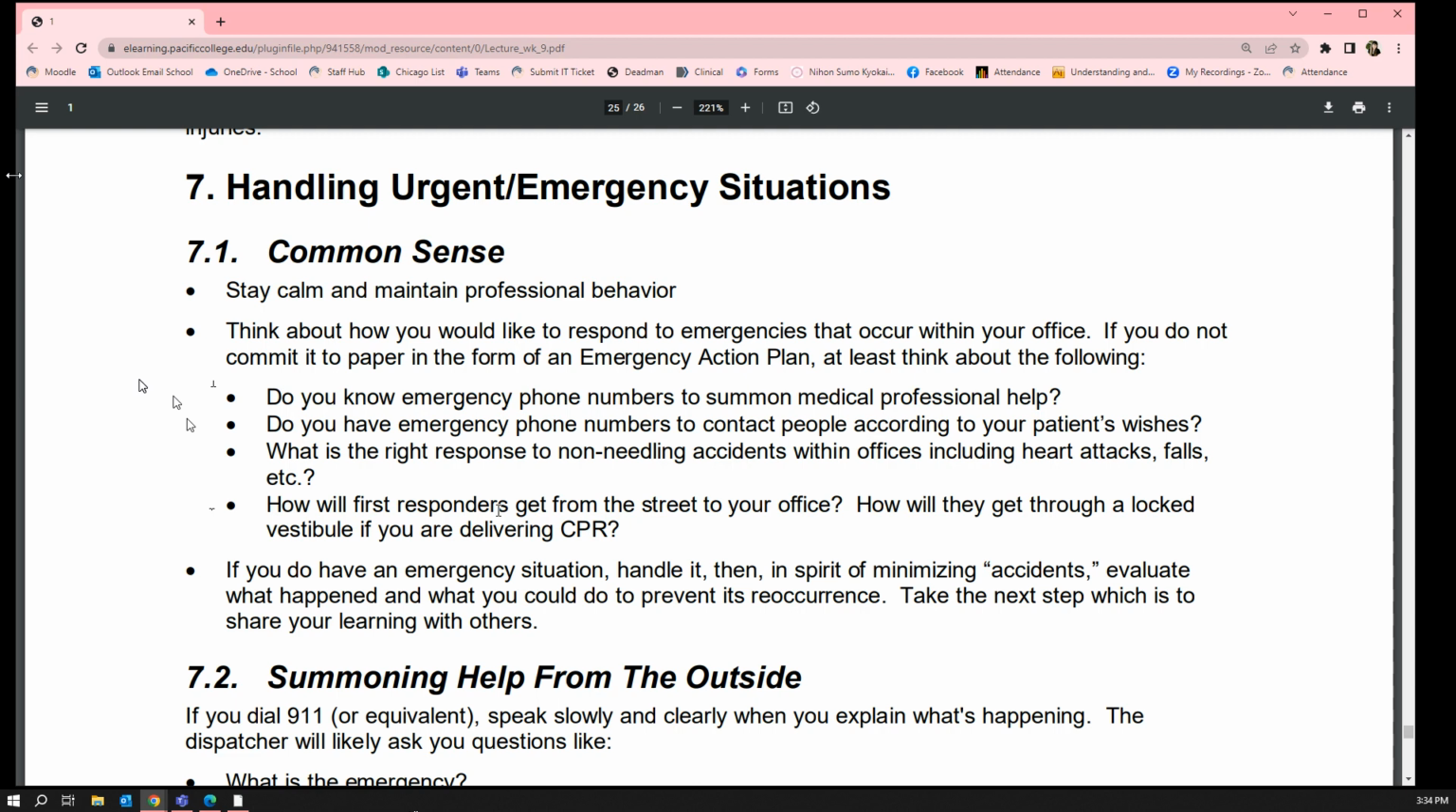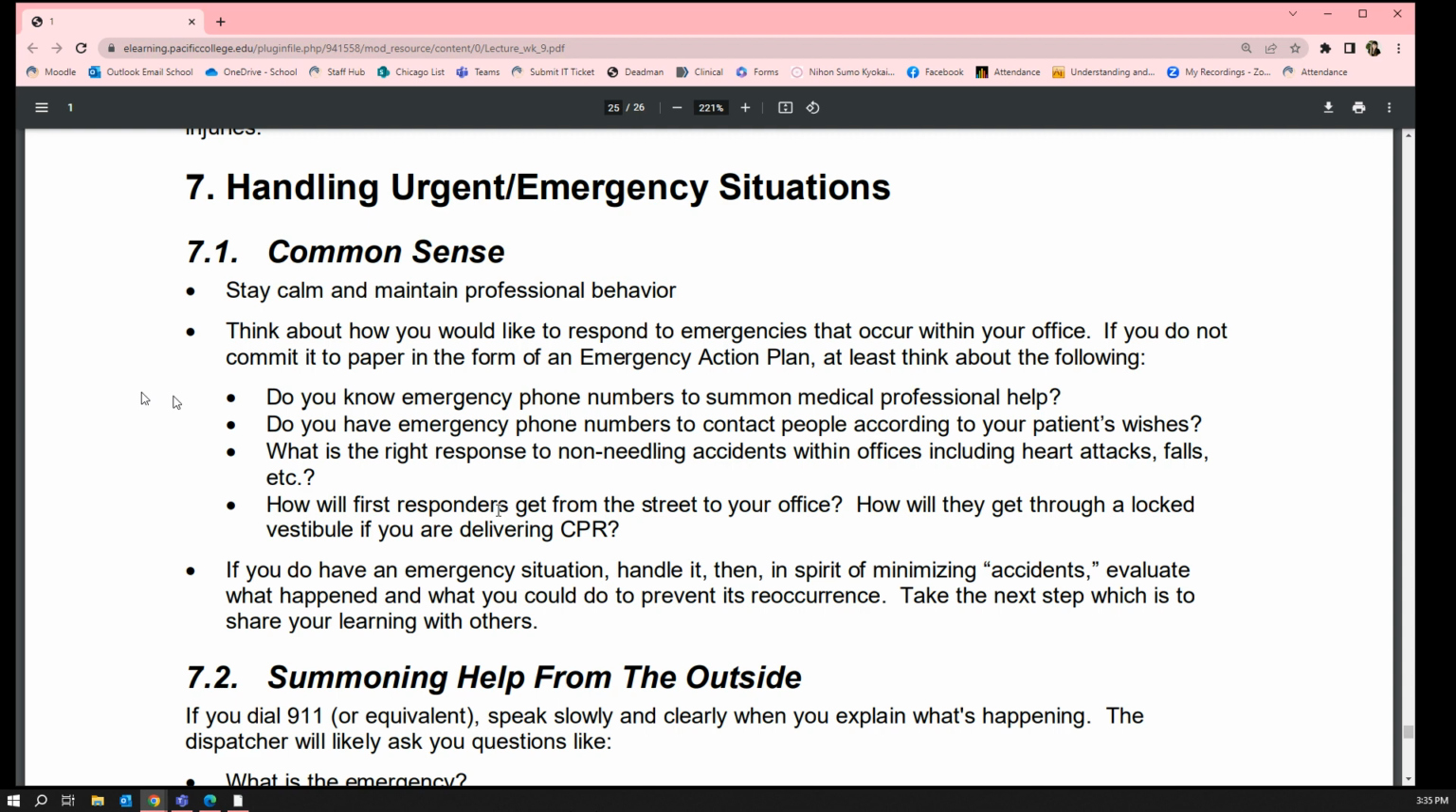And then this is a super important one. How will first responders get from the street to your office? How will they get through a locked vestibule if you are delivering CPR? If you have a buzzer system in your building where they have to call your cell phone and then you have to answer the phone and press a button in order for the door to open, you need to keep that in mind when you call 911.